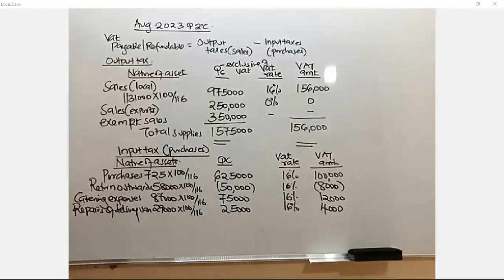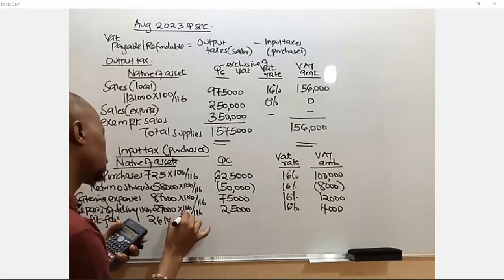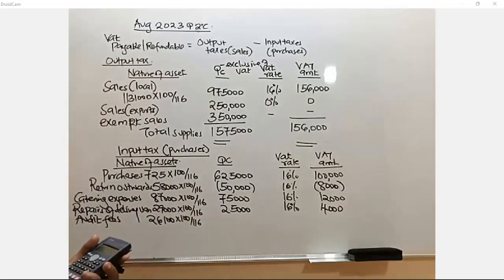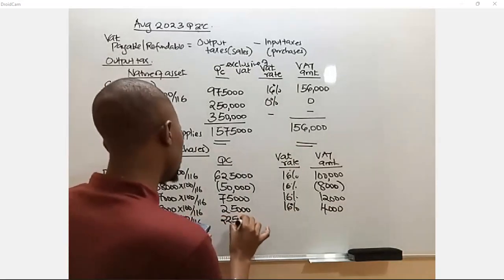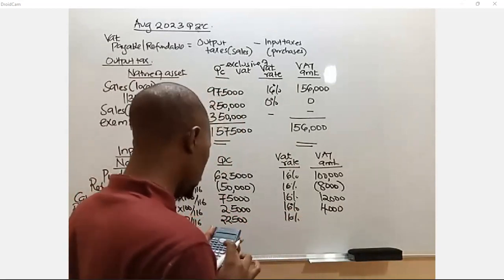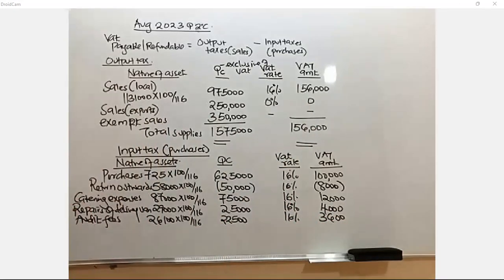Next, after the repairs of the delivery van, we have audit fees. The audit fees, so we have 26,100. 26,100 times 100, we divide by 116. We get 22,500. 16%, right? Getting that 3,600. Audit fees. Now we have cost freights, imports.